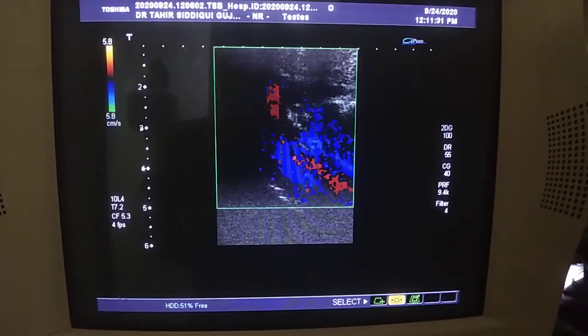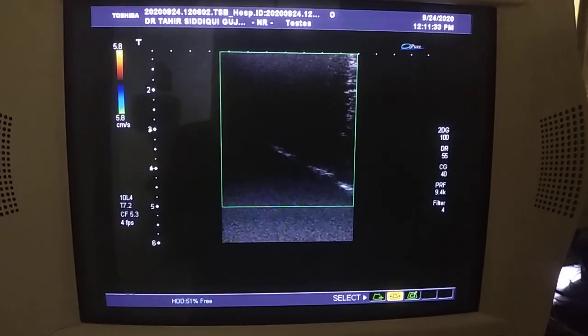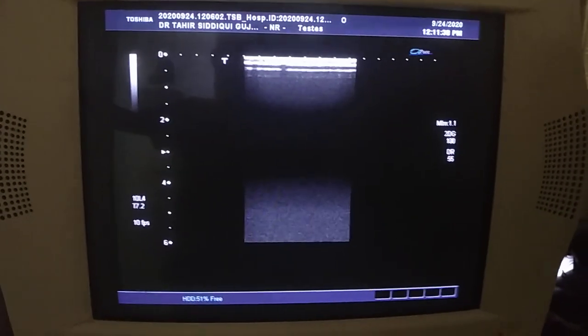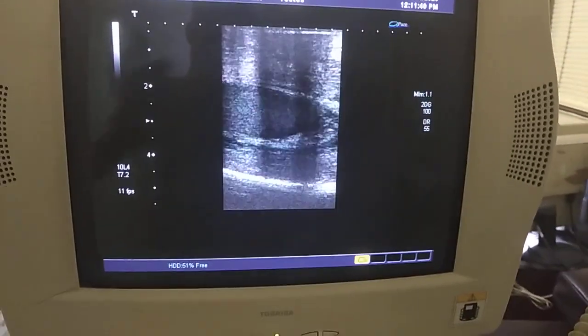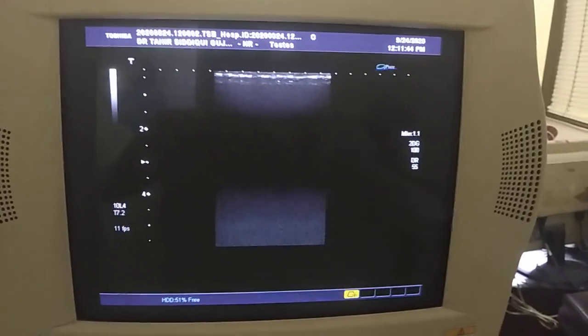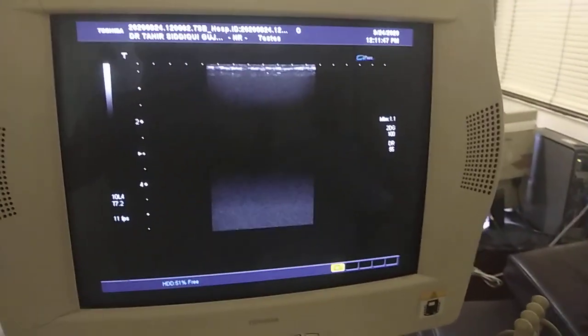Okay. Now I'm going to light it up, because on physical examination, this is how the scrotum appears. Now this is how the skin of this disease appears.